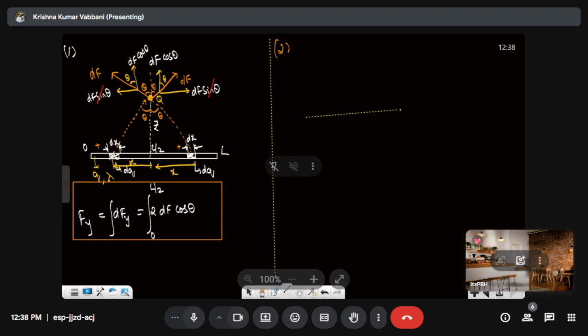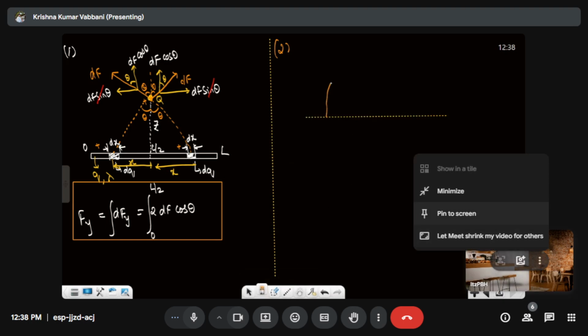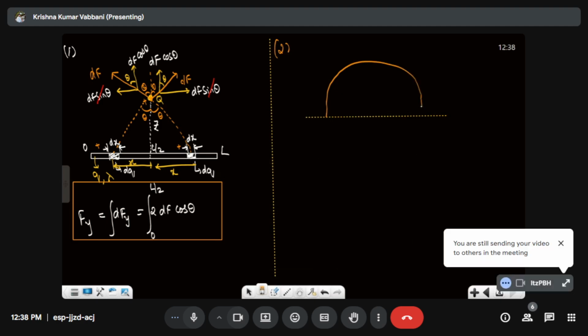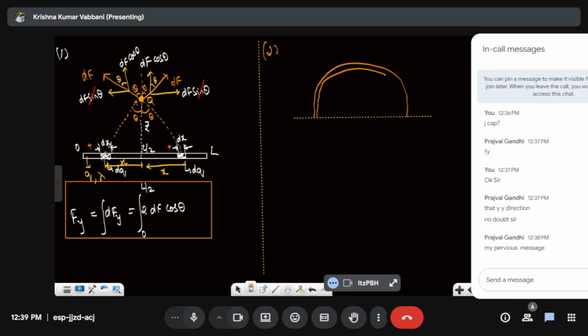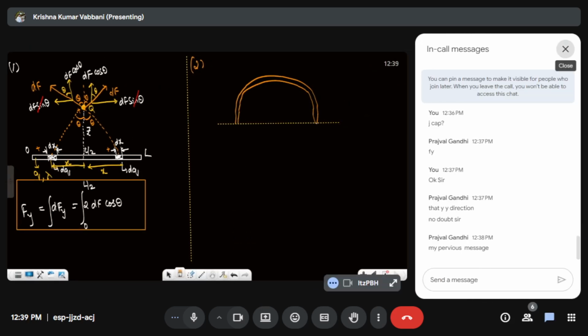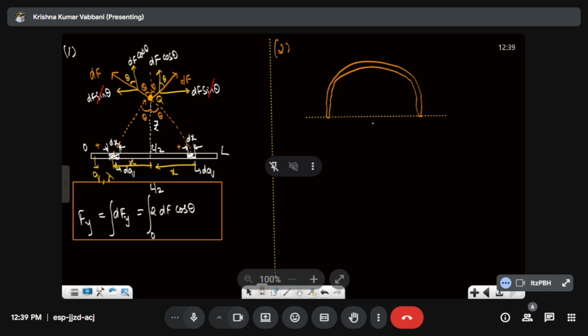So I am taking a half circle, a half ring. So this is the half ring. This is my source charge. What is the source charge? I am taking here Q. What do I need to find? I need to find the net force at this point.